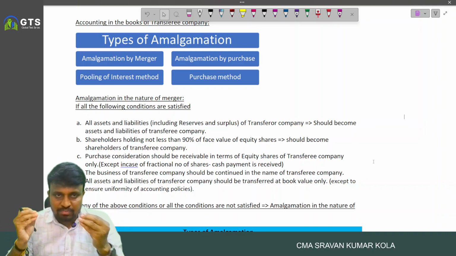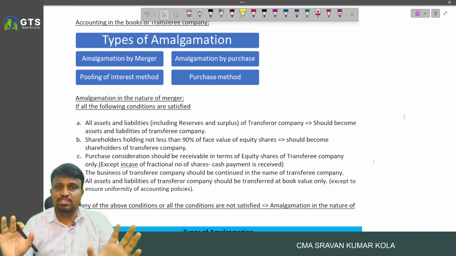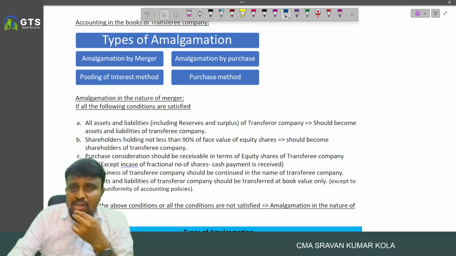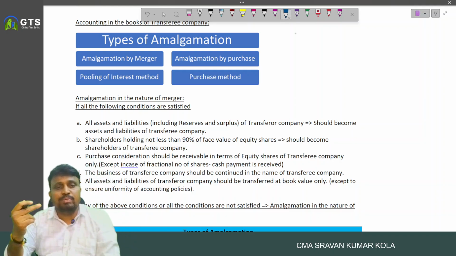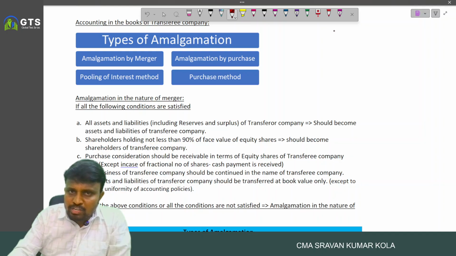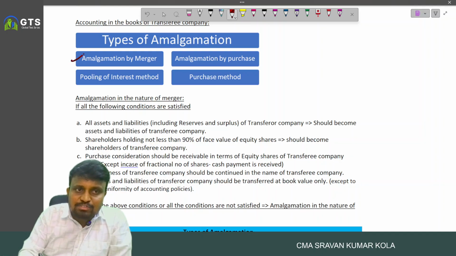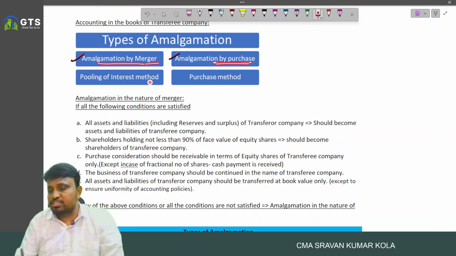Okay, let's start with accounting in the books of transferee company. So we do the accounting as per AS 14. As per AS 14, amalgamation is classified into two types: amalgamation in the nature of merger and amalgamation in the nature of purchase.